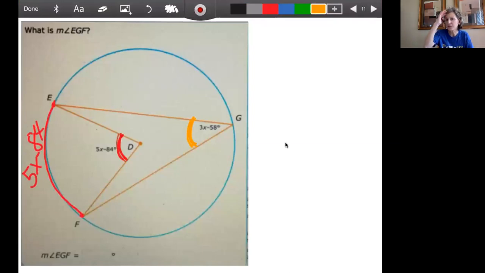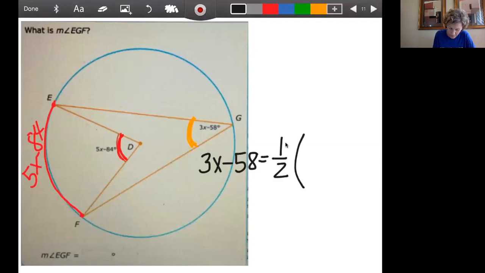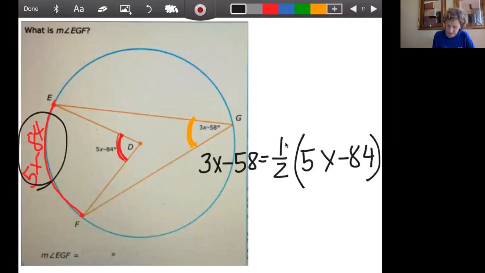And the measure of the inscribed angle is 1/2 of the intercepted arc. What that means is 3x minus 58 equals 1/2 of the intercepted arc, 5x minus 84. Okay, the inscribed angle is 1/2 of the intercepted arc. And so this is just an algebra problem.